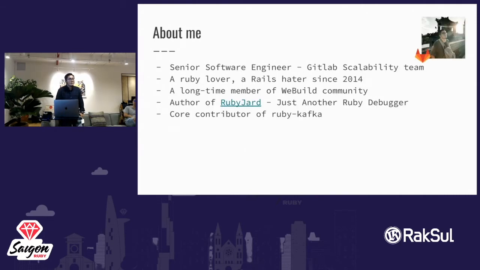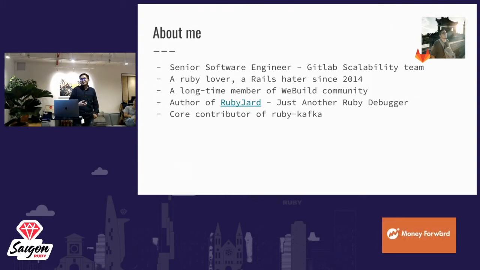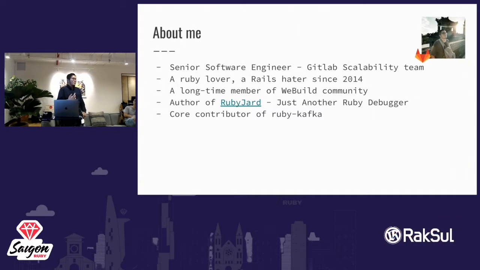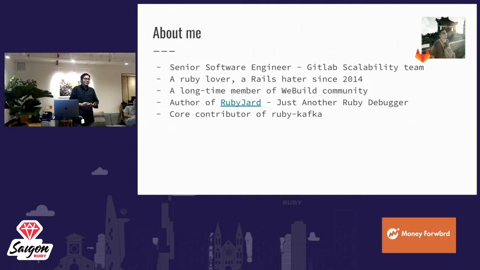A bit about me. I'm a software engineer at GitLab, working remotely in Vietnam. I am a Ruby lover, and I really hate Rails. I'm a long-time member of the Ruby community, a local dev community in Vietnam to discuss everything in a chat room, so you can join later if you want. I'm also the author of Ruby Jar, a Ruby debugger that provides a better experience when you work with Ruby. And finally, I'm a core contributor of Ruby Kafka. If you like it, you can report some issues and I can fix them. And that's just something about me.